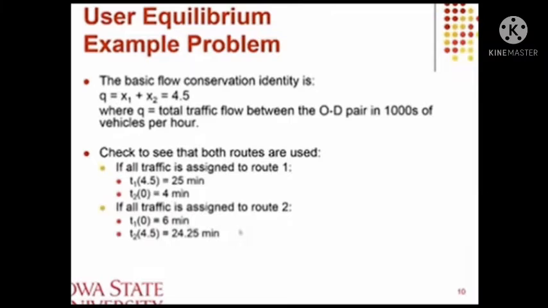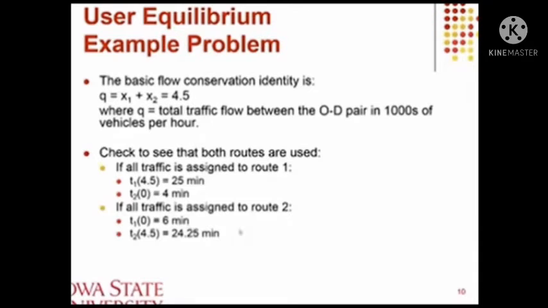The basic flow conservation identity is Q is equal to x sub 1 plus x sub 2 is equal to 4.5, where Q is the total traffic flow between the O-D pair in 1,000s of vehicles per hour.